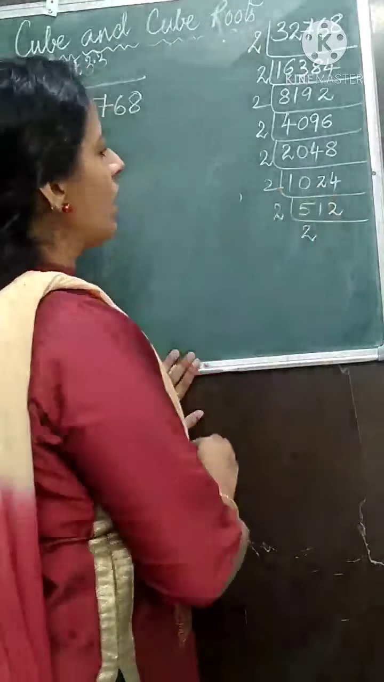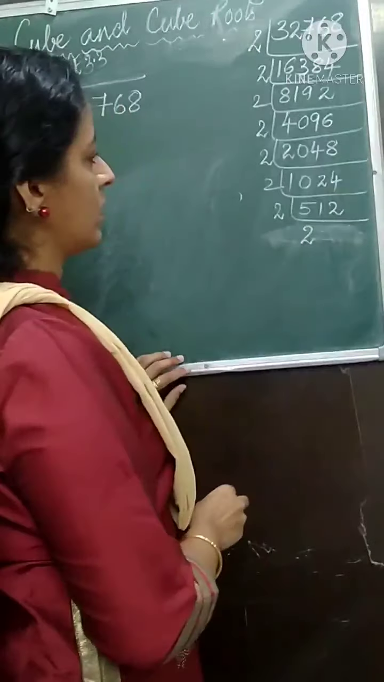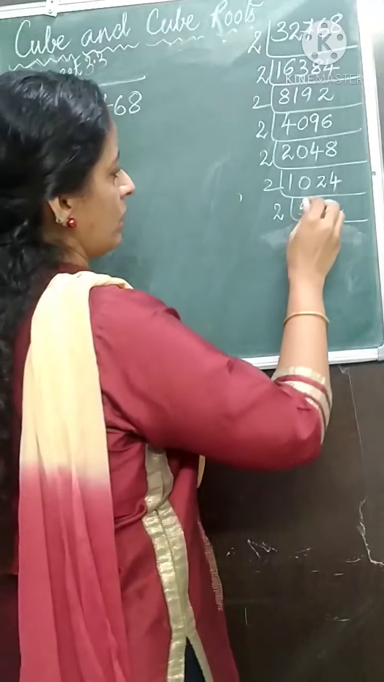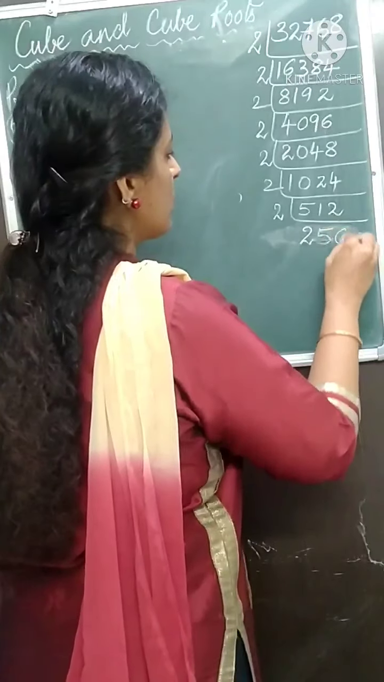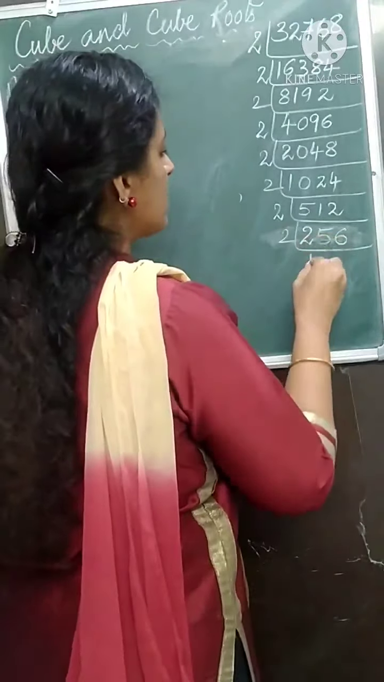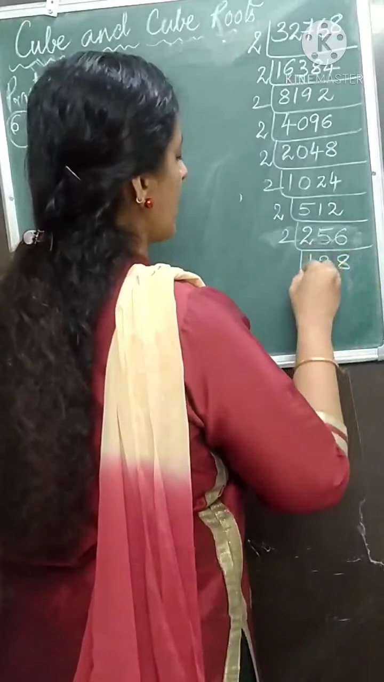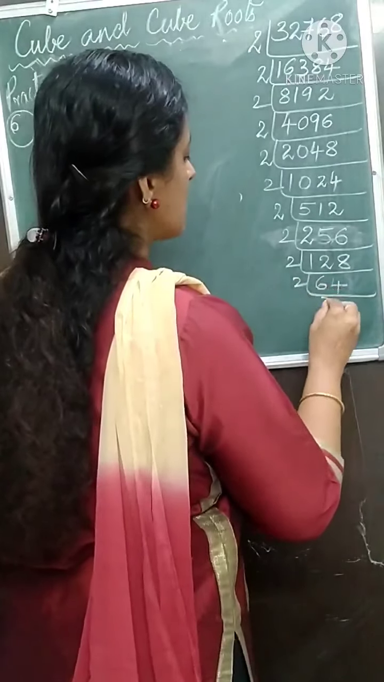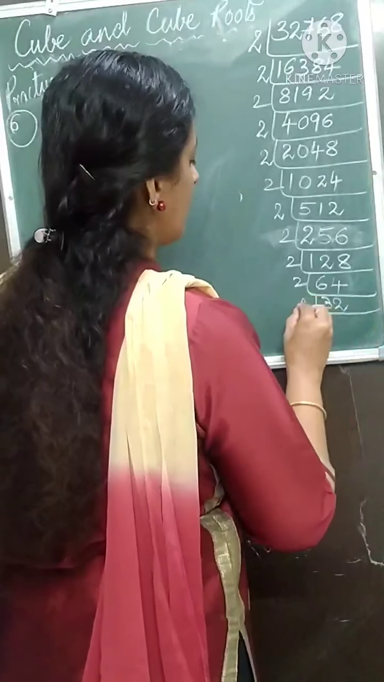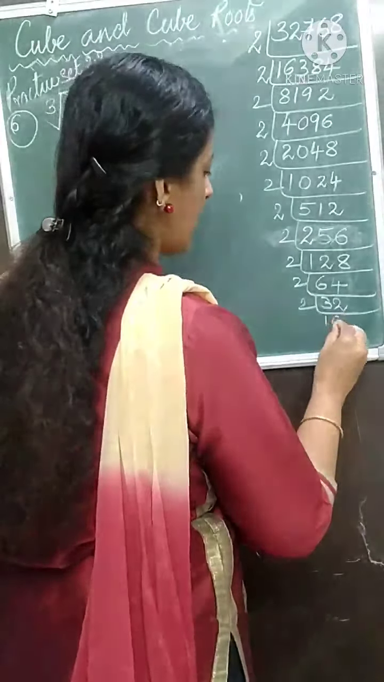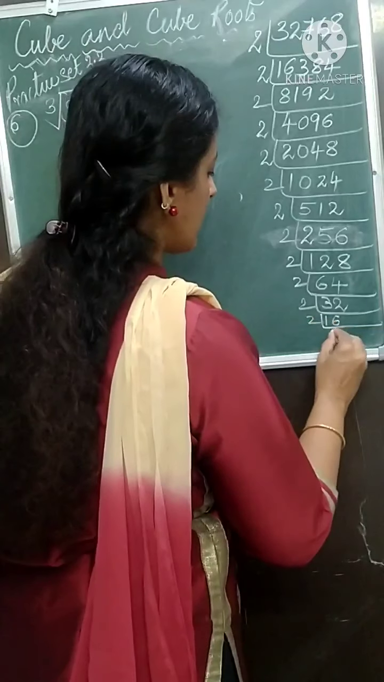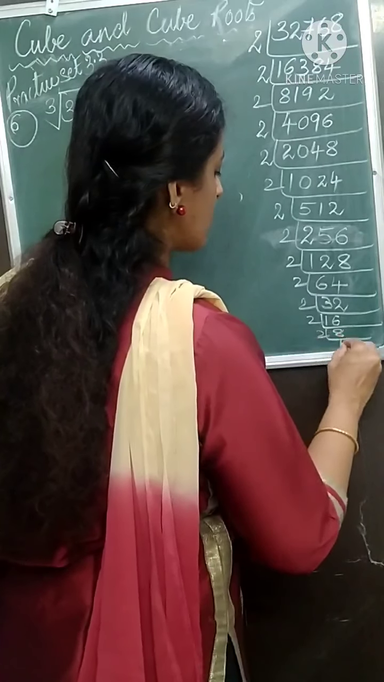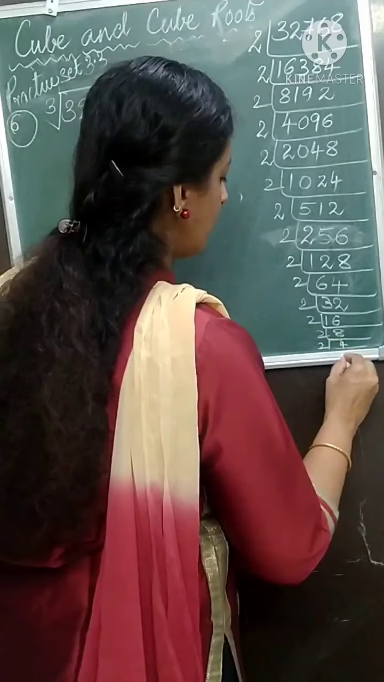2 5s are 10, 2 6s are 12. 2 1s are 2, 2 2s are 4, 2 8s are 16. 2 6s are 12, 2 4s are 8. 2 3s are 6, 2 2s are 4. 2 1s are 2, 2 6s are 12. 2 8s are 16, 2 4s are 8 and 2 2s are 4.